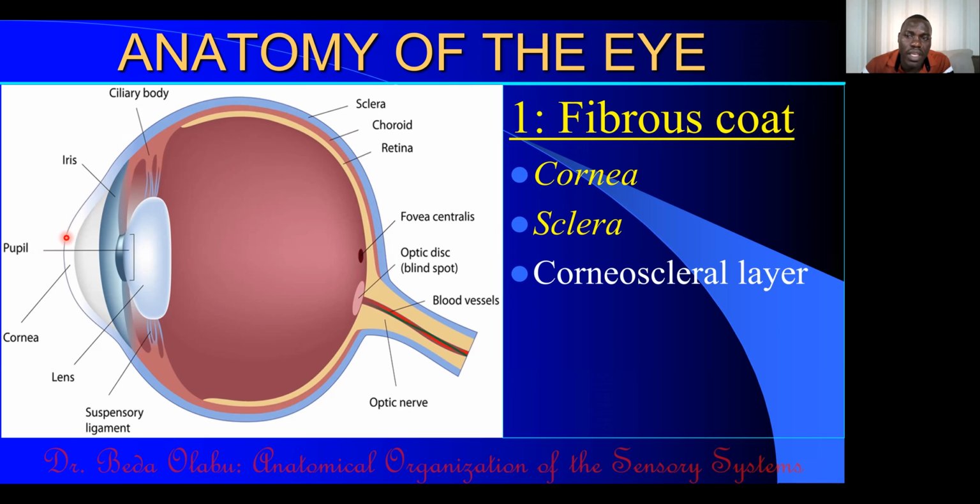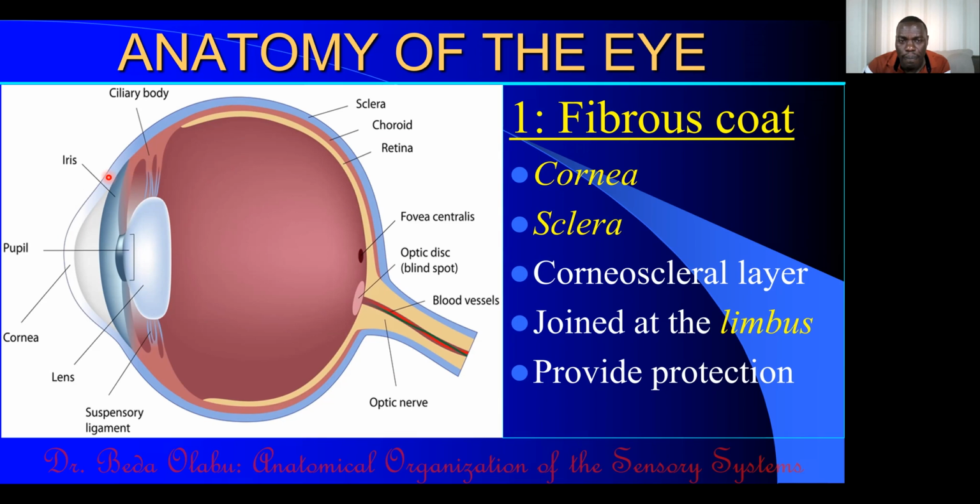Collectively, the fibrous coat is therefore known as the corneoscleral layer because it's made up of the cornea and the sclera. The junction between the cornea and the sclera around this point is what we call the limbus. So that is limbus, and this is also limbus. The limbus will be very near that region where we have the ciliary body and the iris. Being a fibrous layer, the overall function of the fibrous coat, the overall function of the corneoscleral layer is to offer protection to the eye.